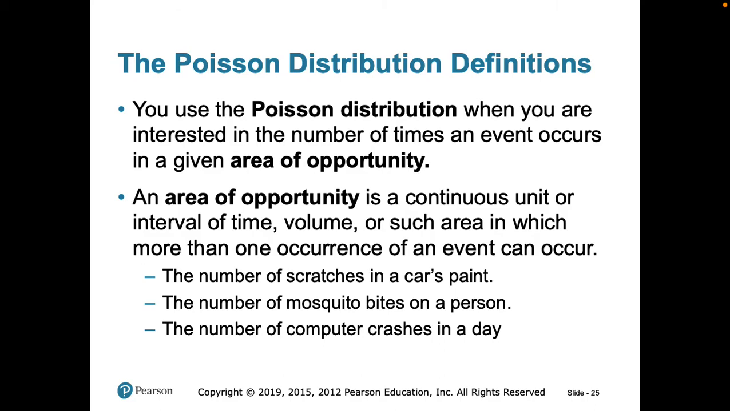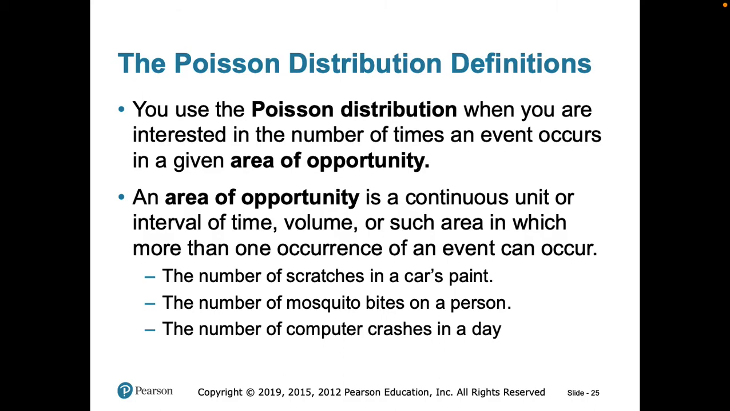Basically, what is a Poisson distribution? A Poisson distribution is a tool that will help you predict the probabilities of certain events happening when you know how often the event has occurred. So you know how events have occurred, and based on that, you can predict what is going to happen in the future. It gives us the probability of a given number of events happening in a fixed interval of time. So you can use the Poisson distribution when you are interested in the number of times an event occurs in a given area of opportunity.